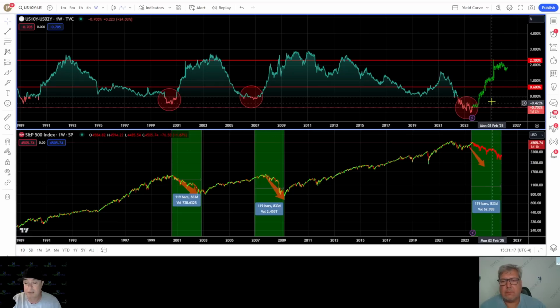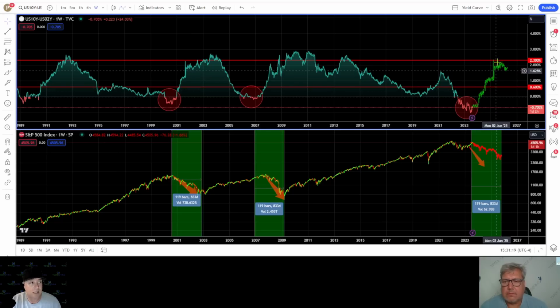And then we'll finally get to the bottom of the bear market as we start to hit our normalization up here at 2.3%. So that's the 2s. That's what the 2s and the 10s are telling us.